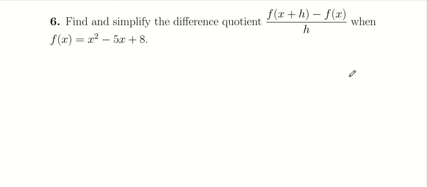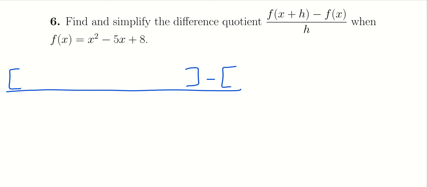Let's take a look at number 6. Again, we want to find and simplify the difference quotient for this new function, f of x equals x squared minus 5x plus 8. Again, get into good habits. We're going to have f of x plus h minus f of x, and that's all going to go over h. So we put h in the bottom. We know we're subtracting f of x, that is x squared minus 5x plus 8.